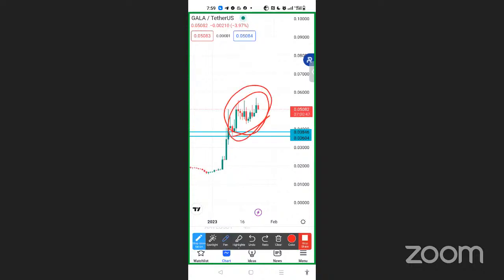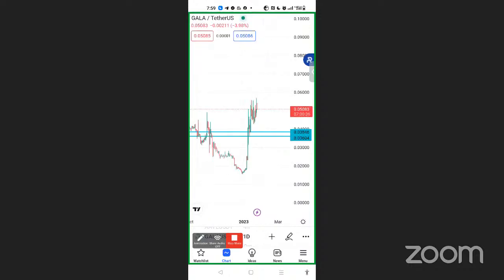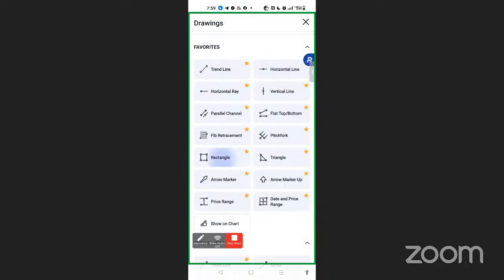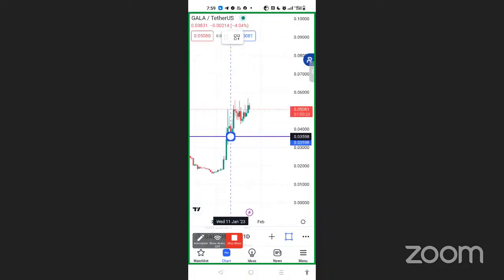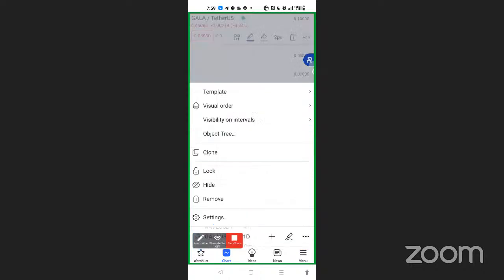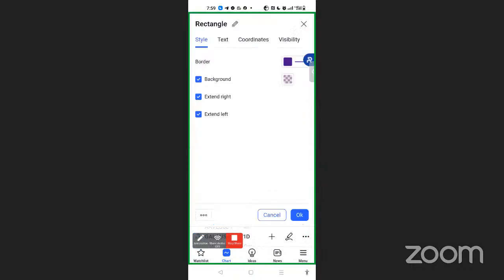Now what have I created? The space in between is an area, right? This is an area. Instead of drawing these two lines, I can use the rectangle. So I pick it up, stretch it to the lowest point of my focus, and then stretch it here. If it doesn't show, you just need to come to these dotted lines, tap on settings, then tap on extend left and right, so that it spreads all over the screen, to the left and to the right.